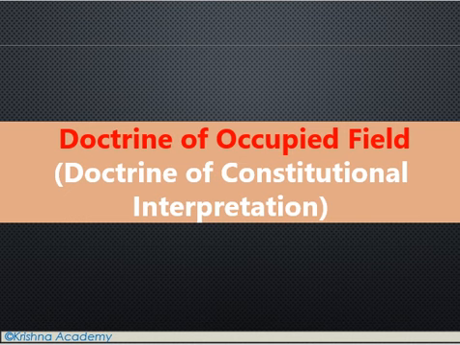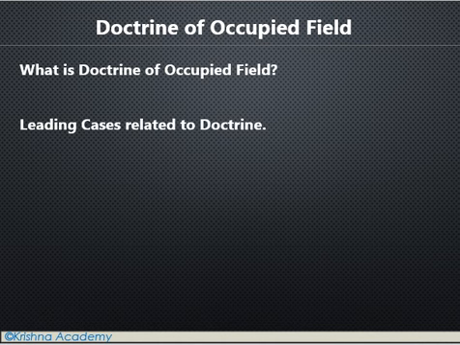Today in the series of Doctrines of Constitutional Interpretation, our next doctrine is the Doctrine of Occupied Field. In an earlier topic we covered the Doctrine of Implied Field, and we will be covering all the Doctrines of Constitutional Interpretation one by one. So let us see what we are going to cover in this doctrine. You can see on the screen, there are two topics we have chosen: to understand what the Doctrine of Occupied Field is, and what the related leading case laws are.